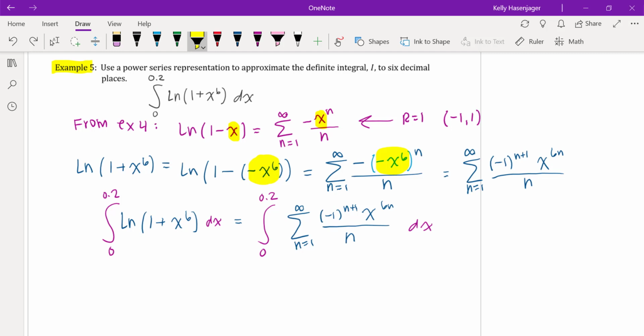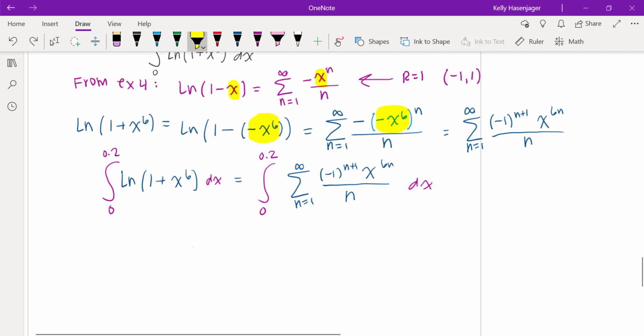Okay, so now we have what the problem actually asked us for on the left hand side, and we're going to do some work on the right hand side to find our answer. Since we know this series converges, we can take the integral inside and we're going to integrate our general term.